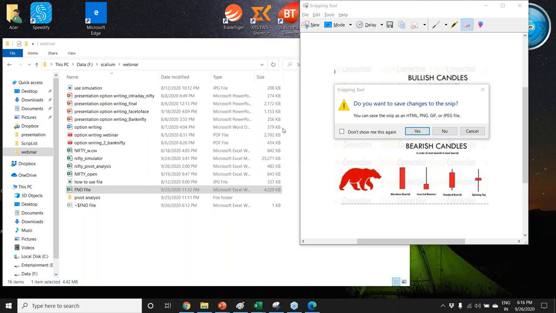The OI sheet I've already shown you. The screener, I will share with you guys. Give me a few days. Let me work on this over the weekend.